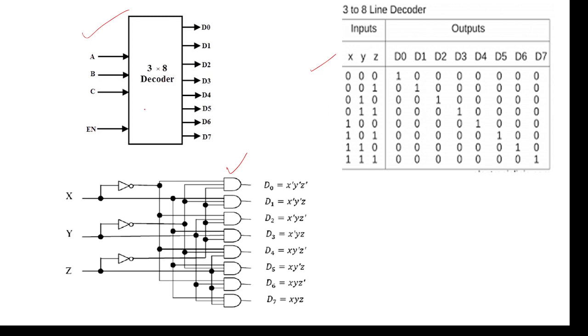There are 3 inputs, and we can assume any names. I am assuming the inputs are x, y, z. So I have data 0, 0, 0. The binary equivalent is 0. I am assuming the output is D0, and this should be selected, this should be high, and the remaining 7 outputs are 0.